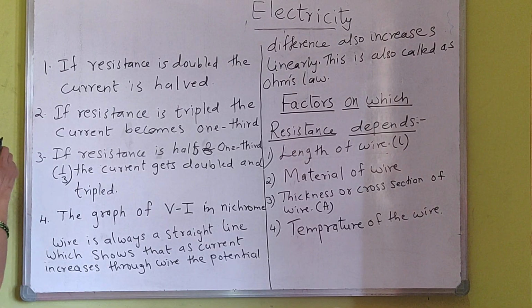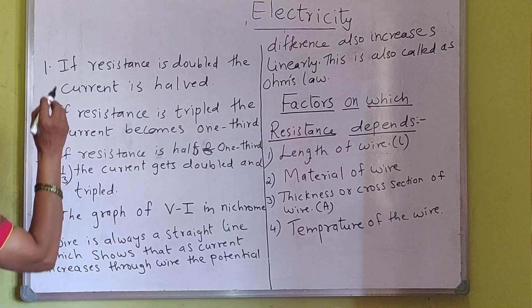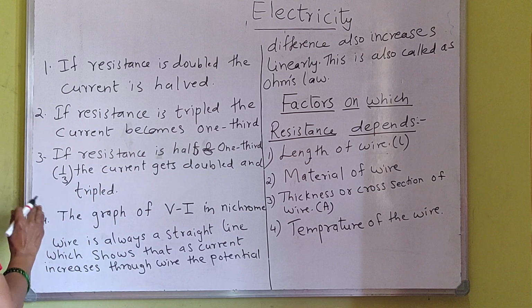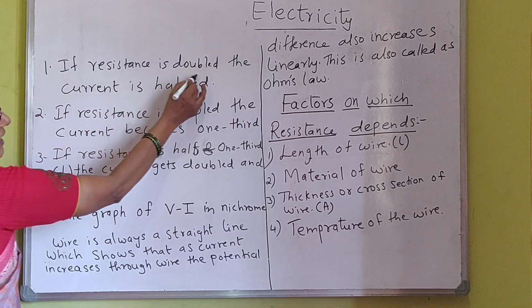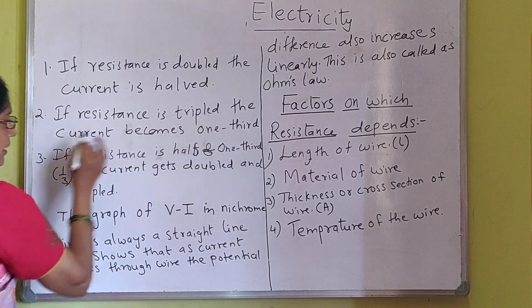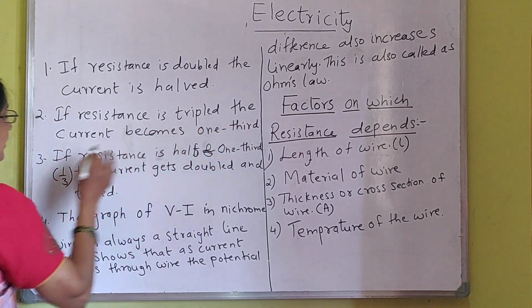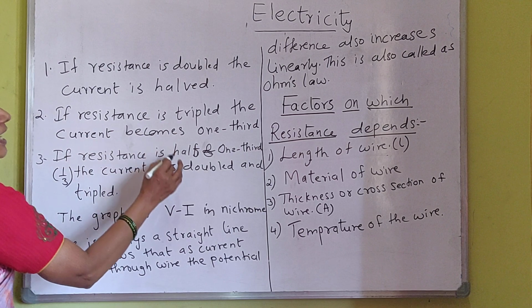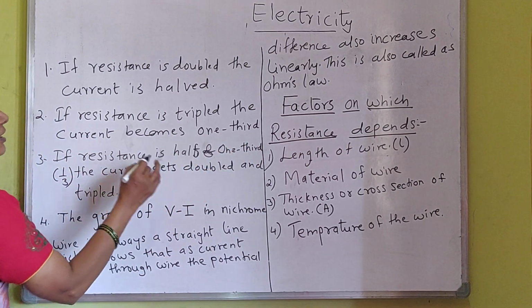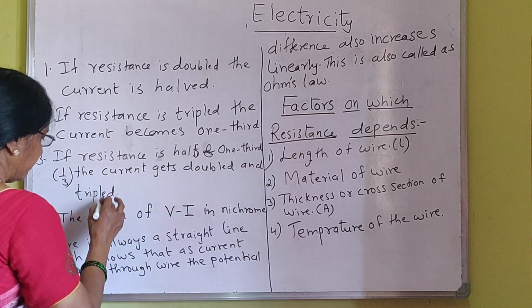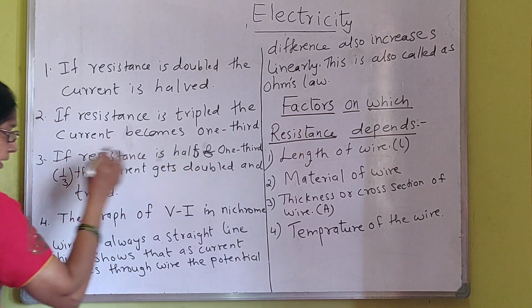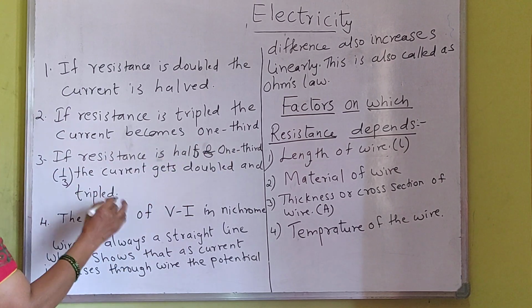I told you last time that resistance and current are related to each other, as I explained previously. If resistance is doubled, the current is half. If resistance is tripled, the current becomes 1/3. In the same way, if resistance is half or 1/3, the current gets doubled and tripled. That means if resistance is half, the current gets doubled. If resistance is 1/3, the current gets tripled.